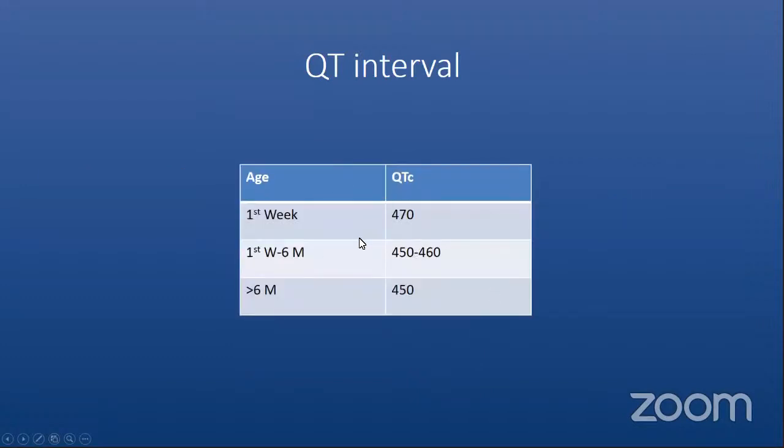The normal QT interval for the age group: during the first week of life, the QT interval is a bit prolonged, 478. It can actually remain 470 for a few weeks, but then from the first week to 6 months it is anything between 450 to 460, and more than 6 months of age, 450. To be honest, if there's no symptoms and no family history, I normally take even a little bit more than 450 as a normal finding.